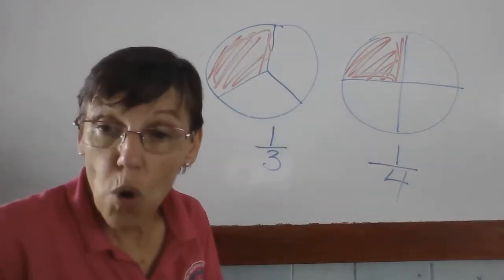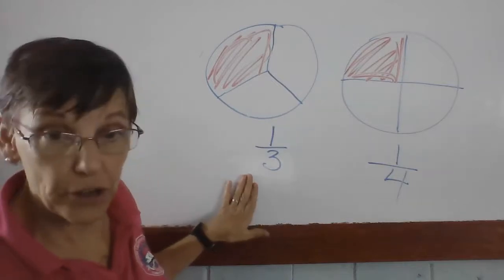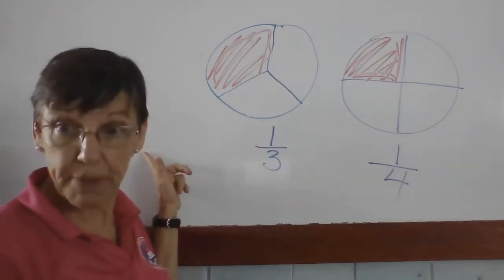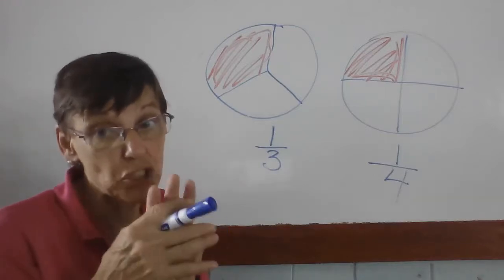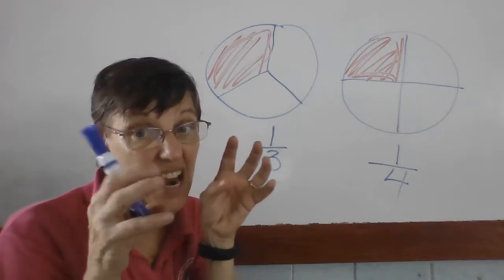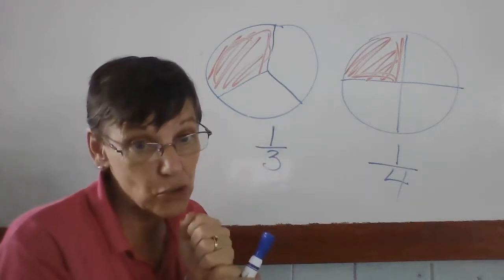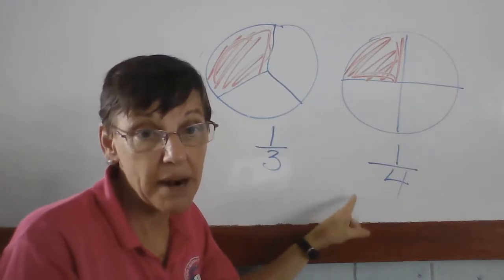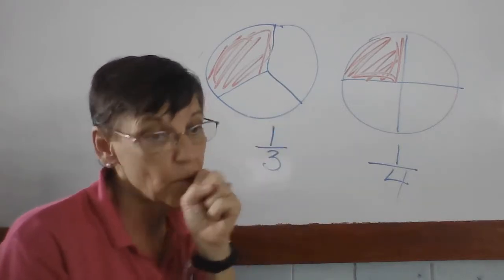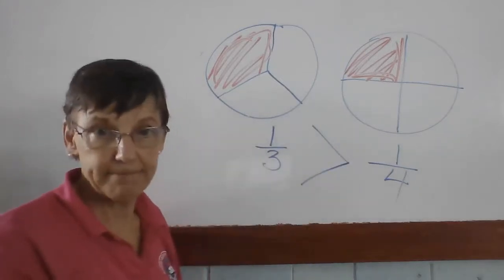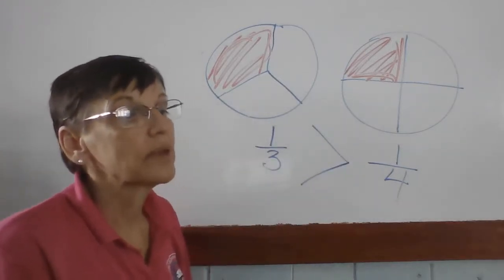So which is more? Which is bigger? 1/3 or 1/4? 1/3 is bigger, right? Because you only have 3 people to share. But here, 4 people share. You get a smaller piece, right? The bigger the number on the bottom, the smaller the piece, right? So, right? Right.